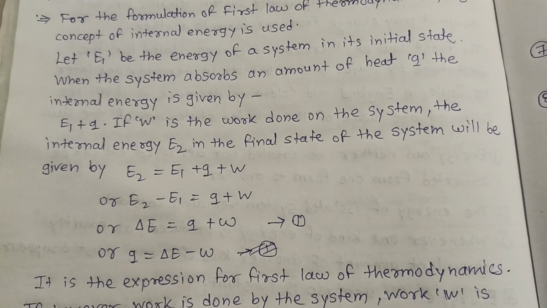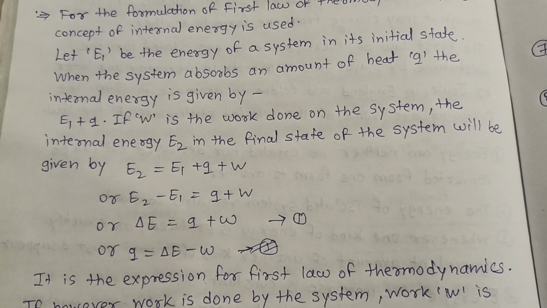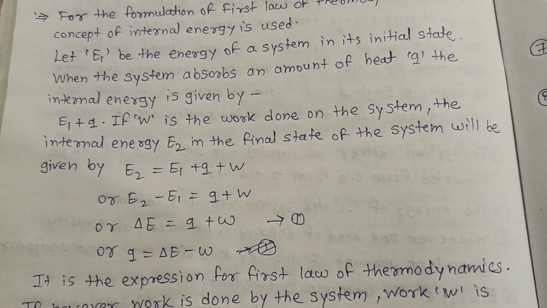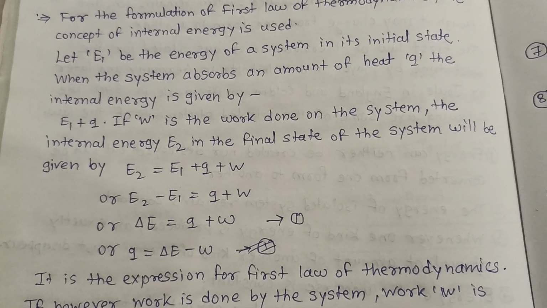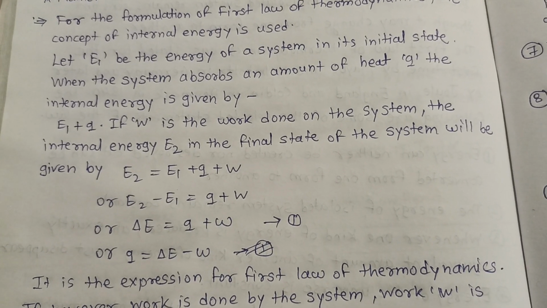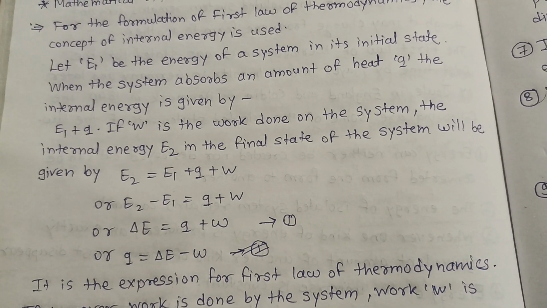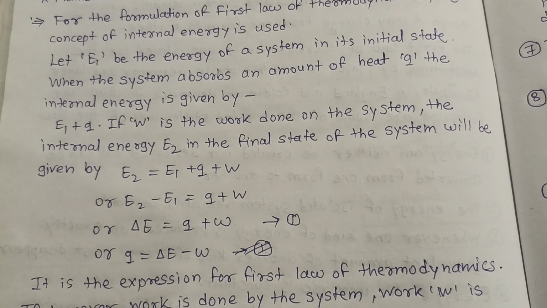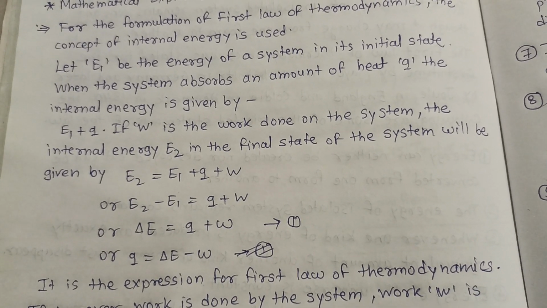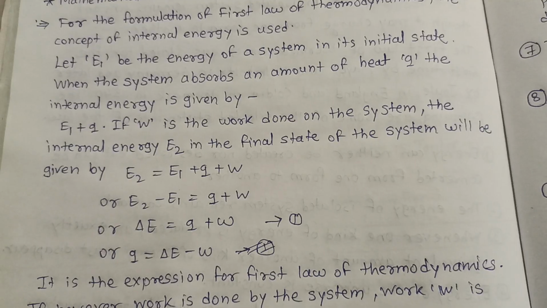So let's take E1 to the other side. E2 − E1 = Q + W, or ΔE = Q + W, or we can shift that: Q = ΔE − W. So basically we take ΔE = Q + W. That's the mathematical expression of the first law of thermodynamics.